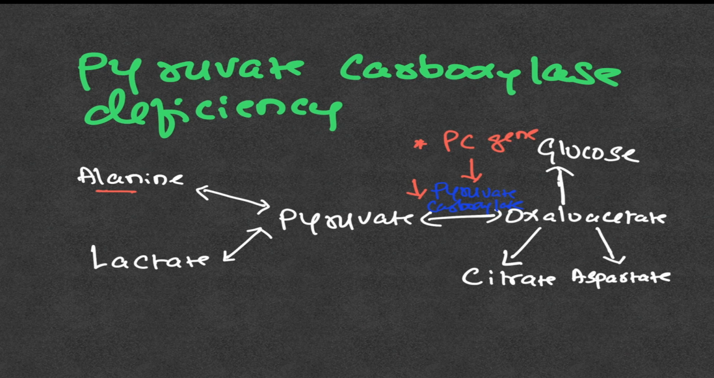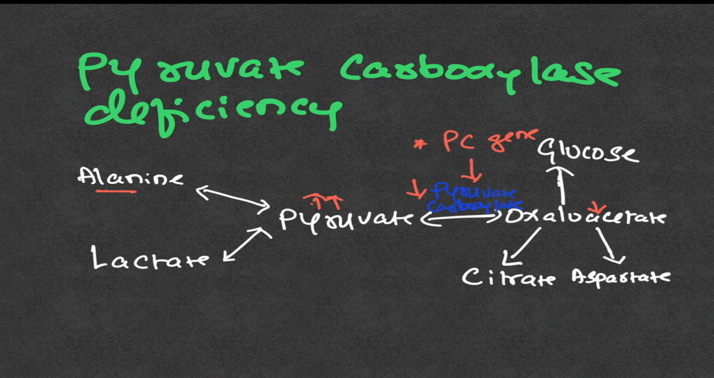This is the substrate for pyruvate carboxylase. The product is oxaloacetate. So, with the decrease in the activity of pyruvate carboxylase, if the enzyme is mutated, what will happen is the concentration of pyruvate will increase because the substrate is not consumed. So, pyruvate will build up, and obviously there will be a decrease in oxaloacetate. So, what happens with that?